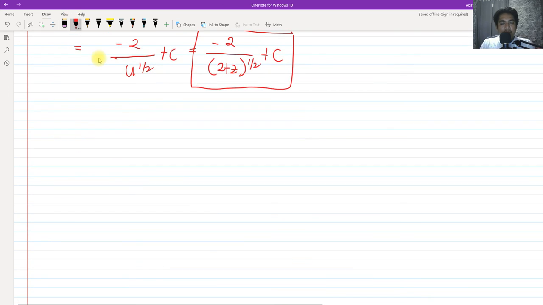So for our number 9, let's try to solve it again. For number 49 of the integral, we have x cubed dx over x minus 1.